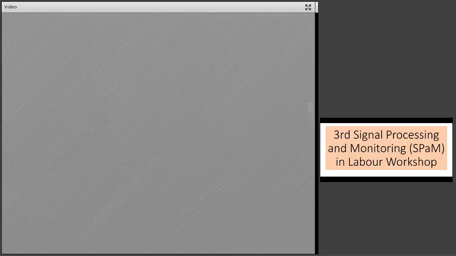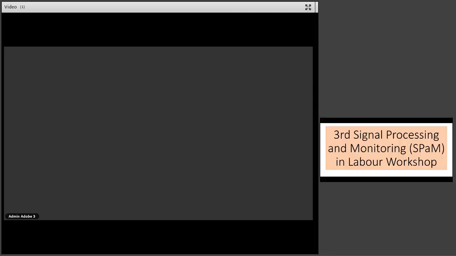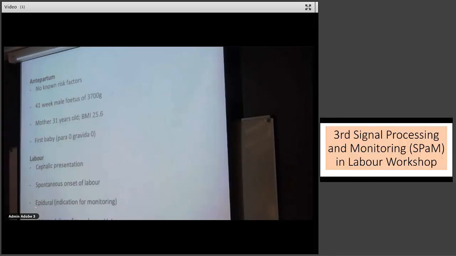Years old, borderline BMI, first baby. Labor started with cephalic presentation, spontaneous onset of labor, epidural was put on by indication for monitoring. That's why this baby was monitored continuously. And there was a forceps delivery for prolonged labor. Let's look at the most important aspects of labor, and we are now going to see all the trace.